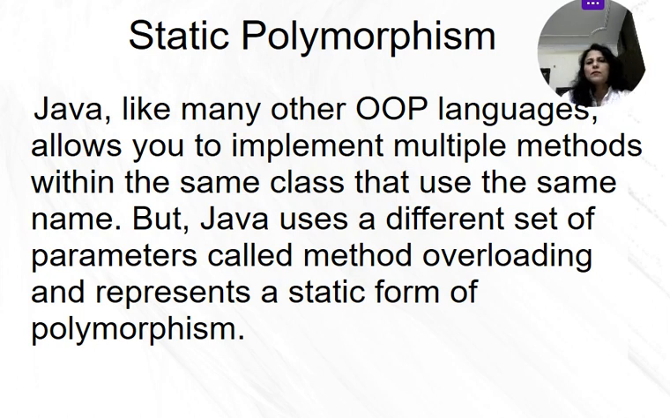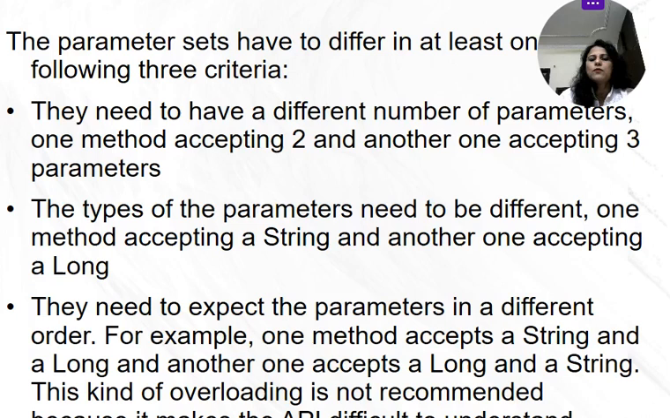Then static polymorphism. Java, like many other OOP languages, allows you to implement multiple methods within the same class that use the same name but a different set of parameters. This is called method overloading and represents a static form of polymorphism. The parameter set must differ in at least one of the following three ways. They need to have a different number of parameters, a method accepting 2, another accepting 3.